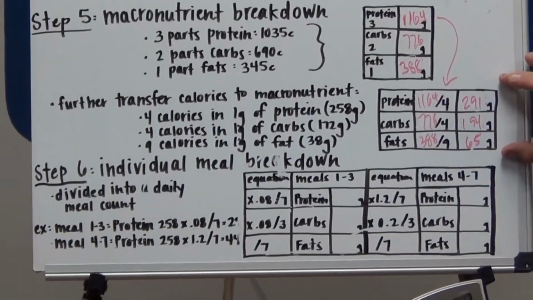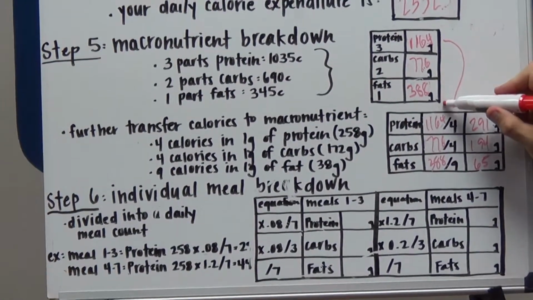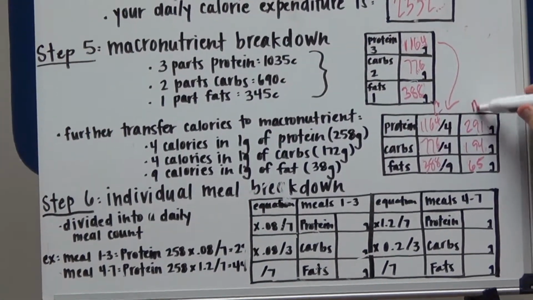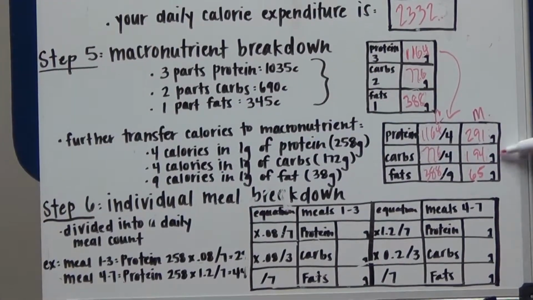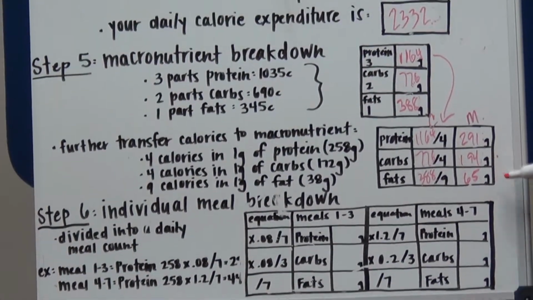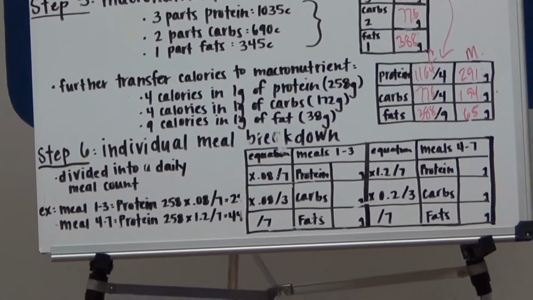we're going to take your macro totals. These are now your macros. So these are calories. This will be your calorie, and this will be your macro breakdown. This is how many grams of protein you should have in a day, how many grams of carbs you should have in a day, and how many grams of fat. Now what we need to do is break those down into specific meals.